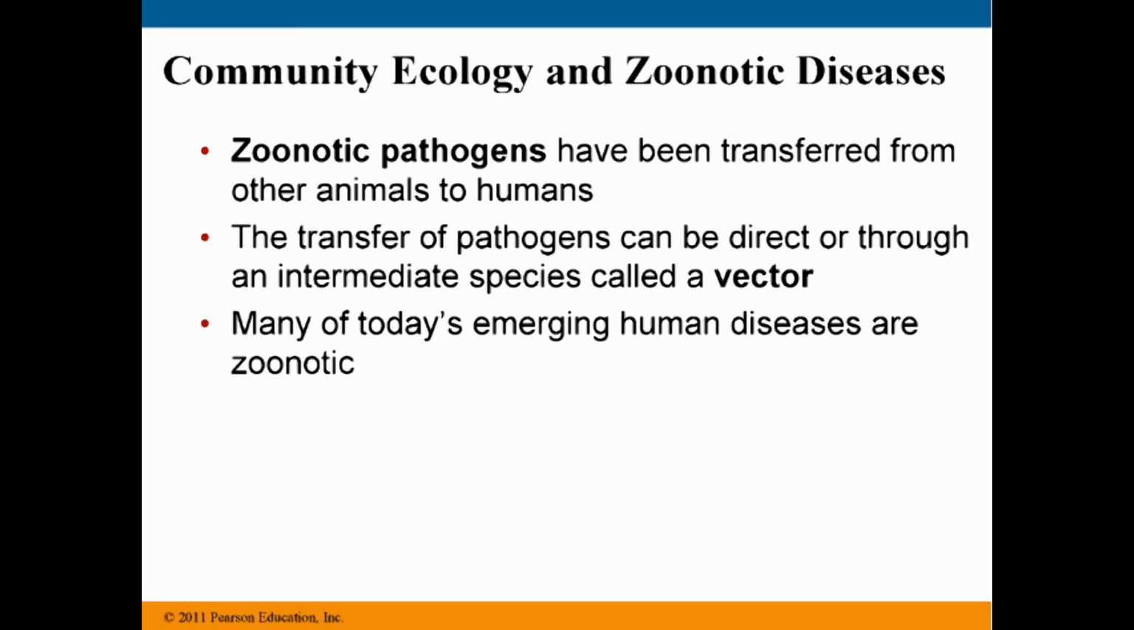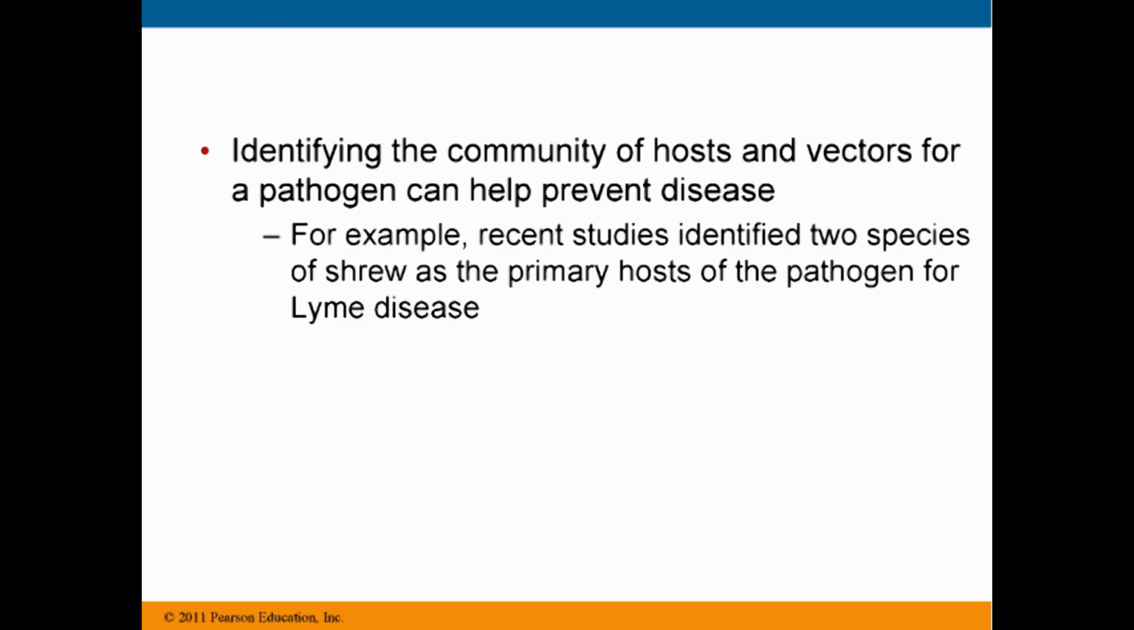Zoonotic pathogens can be transferred from other animals to humans. The transfer of these pathogens can be direct, or it can be through something called a vector. Many of today's emerging human diseases are considered to be zoonotic. Identifying the community of hosts and vectors for a pathogen can help prevent disease.